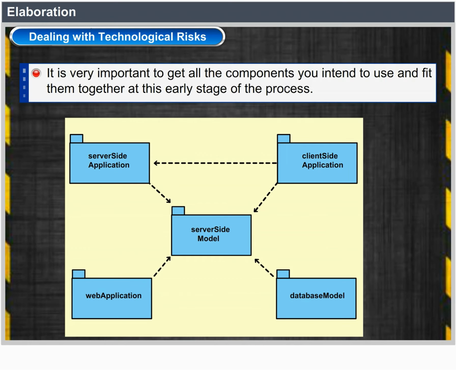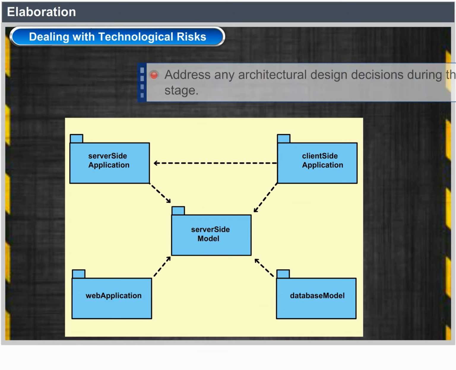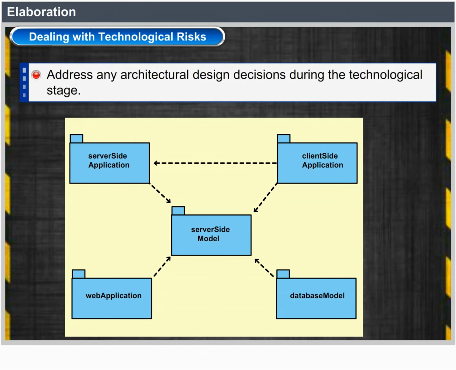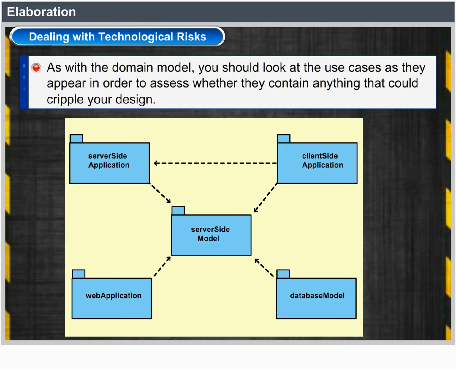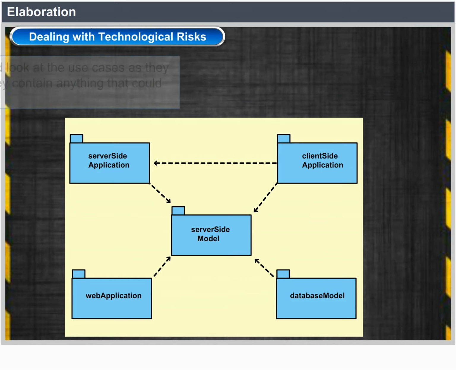It is very important to get all the components you intend to use and fit them together at this early stage of the process. Address any architectural design decisions during the technological stage. If an issue seems to be difficult to change later, focus on those areas. As with the domain model, you should look at the use cases as they appear in order to assess whether they contain anything that could cripple your design.